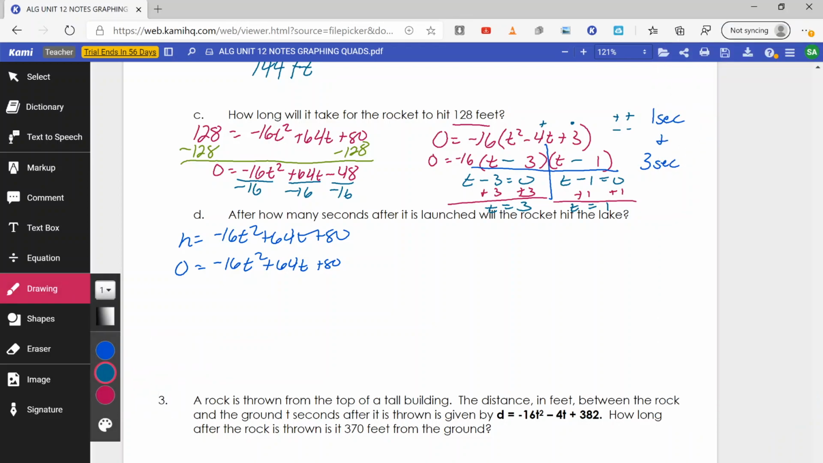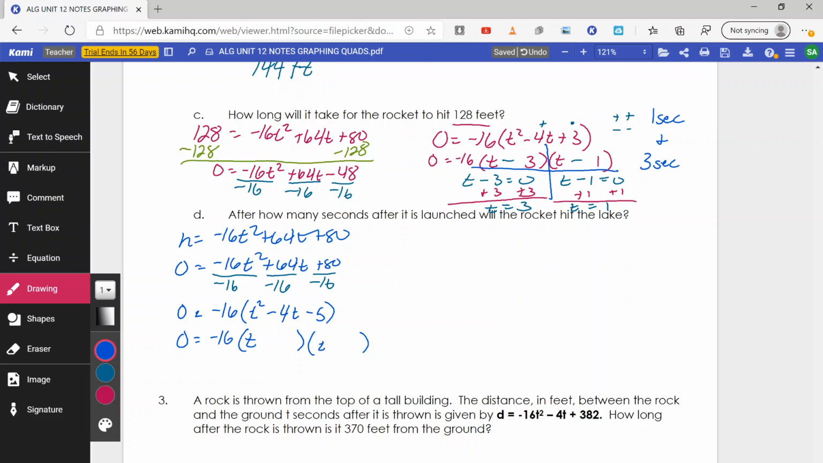Because I like our leading term to be positive, I'm going to divide everything by negative 16. So we end up with 0 equals negative 16 times t squared minus 4t minus 5. Again, 16 is just a solid number, I can't do anything about it. However, I want to see if I can factor this trinomial. If I can factor it, I can break it up into 2 sets of parentheses.